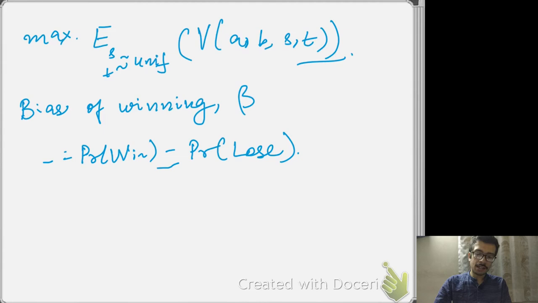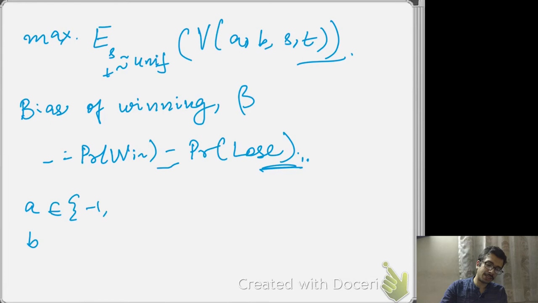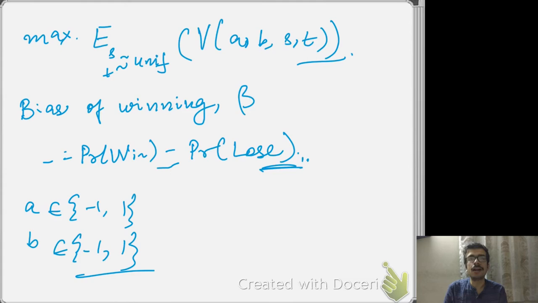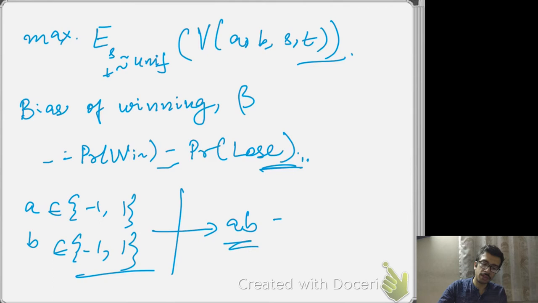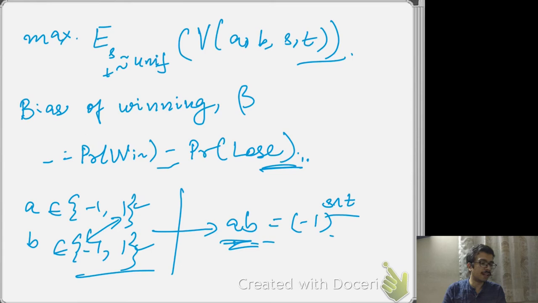Here, instead of saying that outputs are 0 and 1, I could have also said that my outputs a and b are either minus 1 or plus 1. And then instead of saying that I want a XOR b to be equal to s AND t, in the new definition I can say that the product of a and b is minus 1 to the power s AND t. Which means that if s AND t is 0, then I would want their product to be 1, which means that a and b are the same. And if s AND t is 1, then I would want a and b to have opposite sign, so ab will be minus 1 in that case. So I can also specify the winning condition in this form.